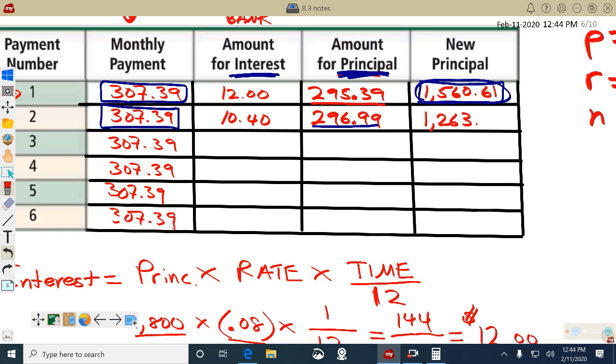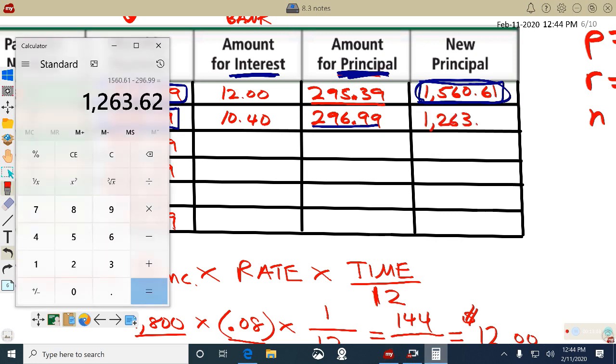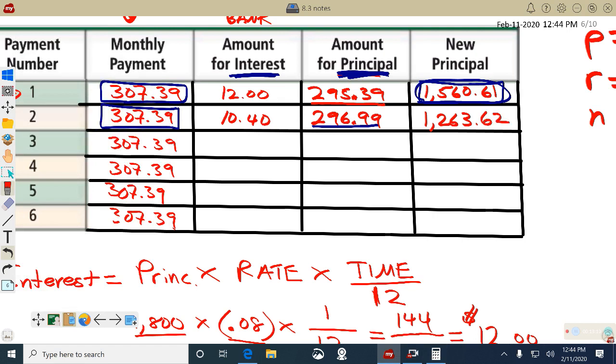How many cents? So he'll end up paying everything off in 6 months, and we're going to do the rest tomorrow. But notice how every payment, some of it goes to the bank, some of it doesn't. And you'll see how it works, the dynamics, tomorrow.